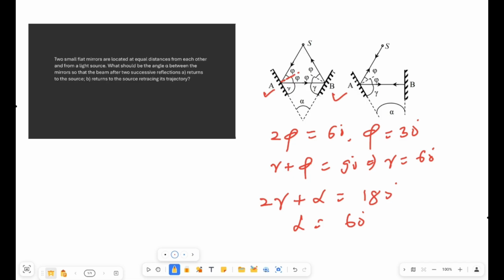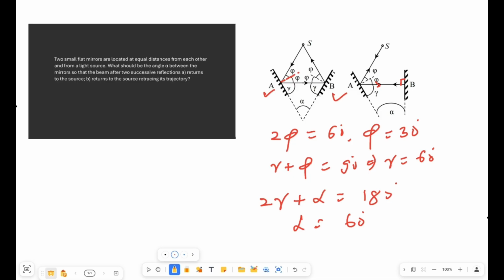In the second case, it is asked in the problem what should be the angle alpha between the mirrors so that the beam after two successive reflections returns to the source, retracing its trajectory. And that means when the ray retraces itself, that means it returns to the source, the beam must fall on the second mirror perpendicular to its surface like this. This would be a 90 degree right angle.